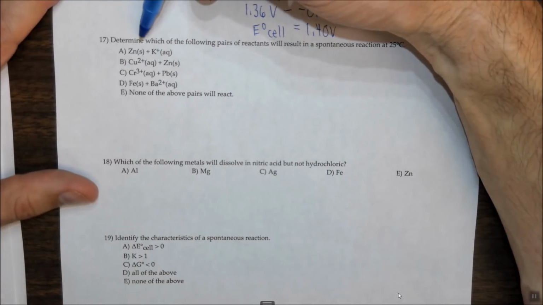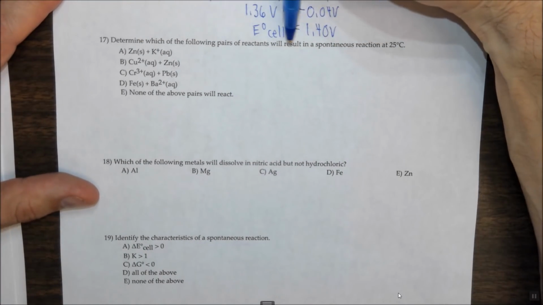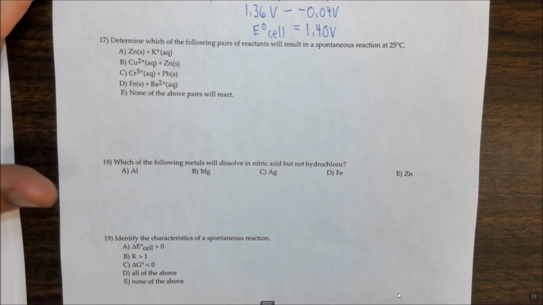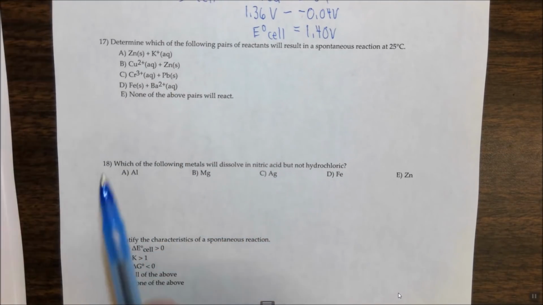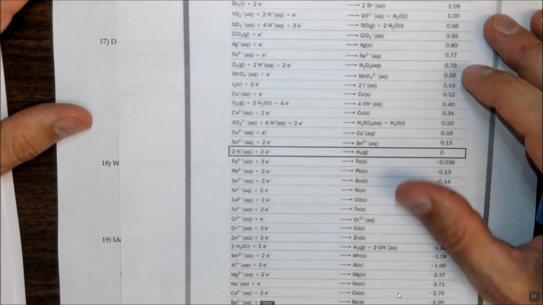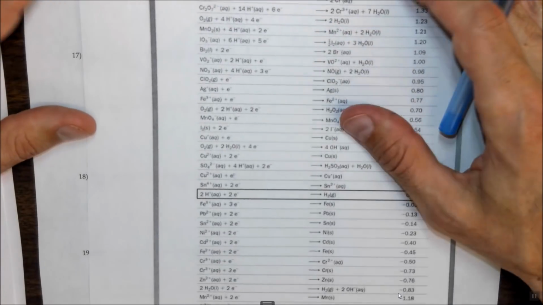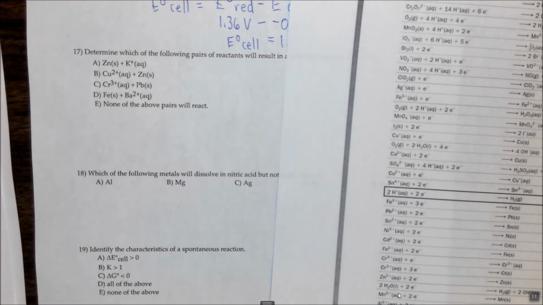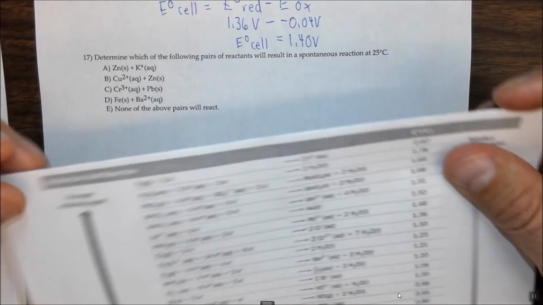Question number 17 says, determine which of the following pairs of reactants will result in a spontaneous reaction at 25 degrees C. I'm not sure if you're given this, or I can't imagine you have to memorize it, but you're going to need a standard reduction potential table in order to do this question. So I'm going to go over that, but I'm not sure how that's going to apply to your actual exam. So let's take a look at this.